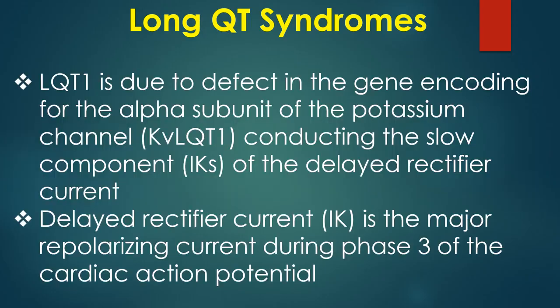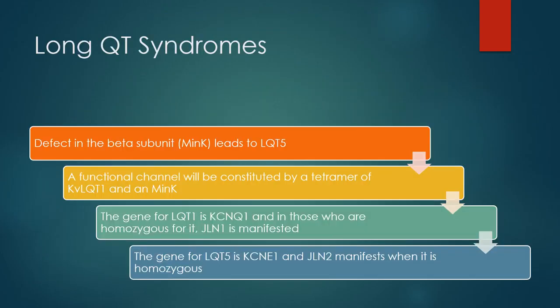LQT1 is due to defect in the gene encoding for alpha subunit of the potassium channel conducting the slow component of the delayed rectifier current. Delayed rectifier current is the major repolarizing current during phase 3 of the cardiac action potential. Defect in the beta subunit leads to LQT5. A functional channel will be constituted by a tetramer of KV-LQT1 and an MinK.